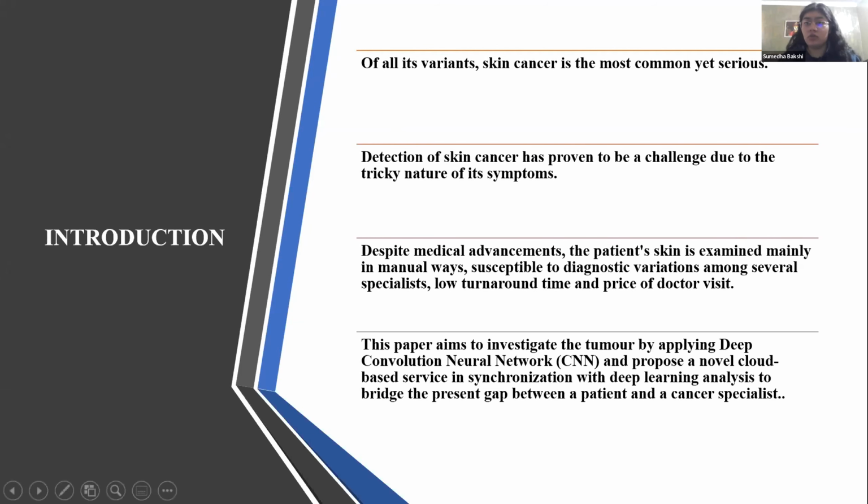Skin cancer is one of the most common variants of all its types, and detection of it has been a challenge because of the tricky nature of its symptoms. As of right now, the usual common way of detecting it is just by manual inspection. The aim of this paper is to investigate the tumor by applying a deep CNN model, and also to propose a novel cloud-based method which would help in synchronizing the analysis of the cancer along with the diagnosis by the doctor for the patient, for remote diagnosis.